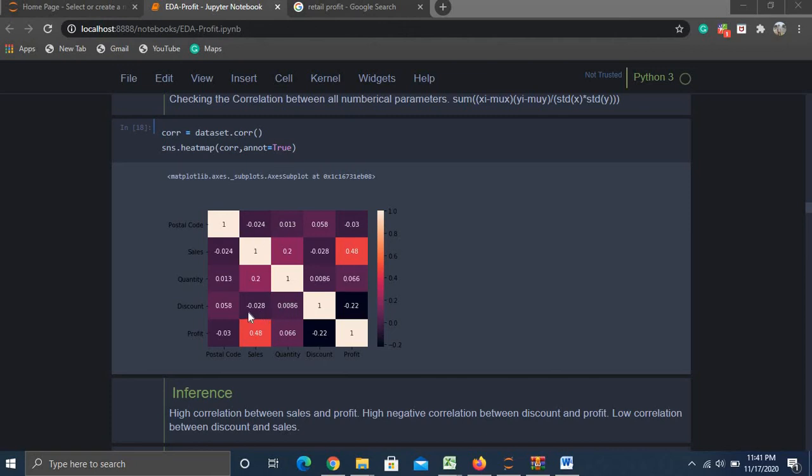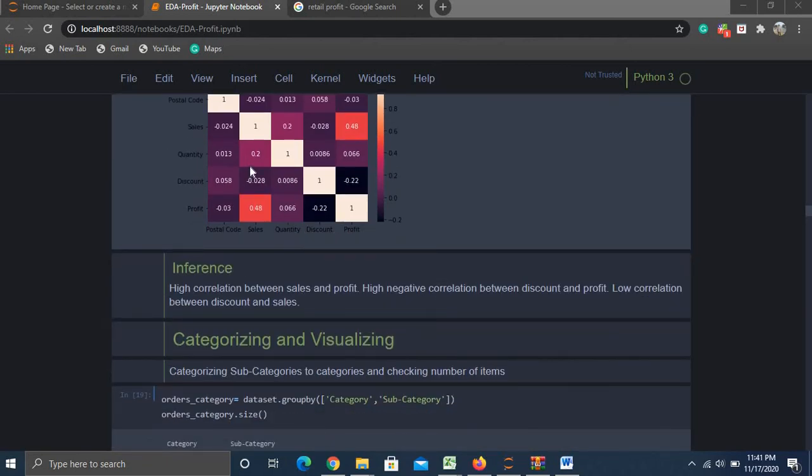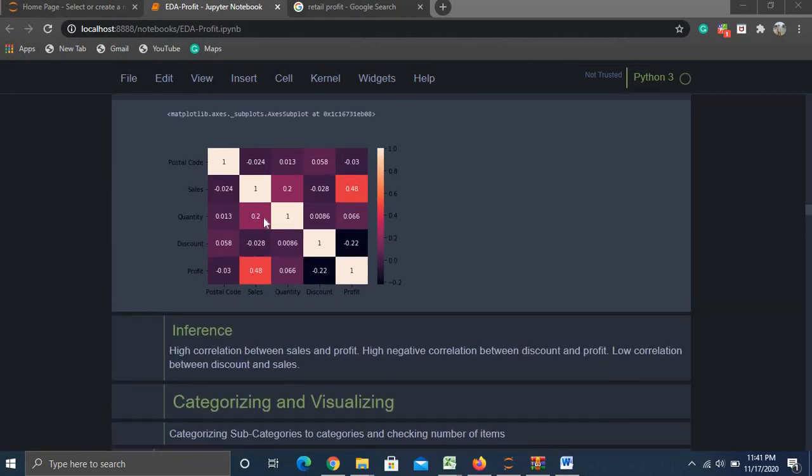But on the other end, one interesting thing to note is that discount and profit have a negative correlation. So while giving discounts, you're actually going at a loss, not too much of a loss, but a loss nonetheless. Another high correlation you can see is this 0.2, which is between quantity and sales.